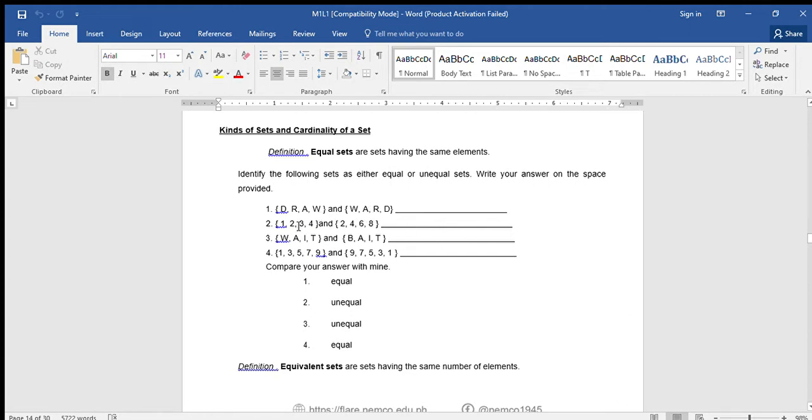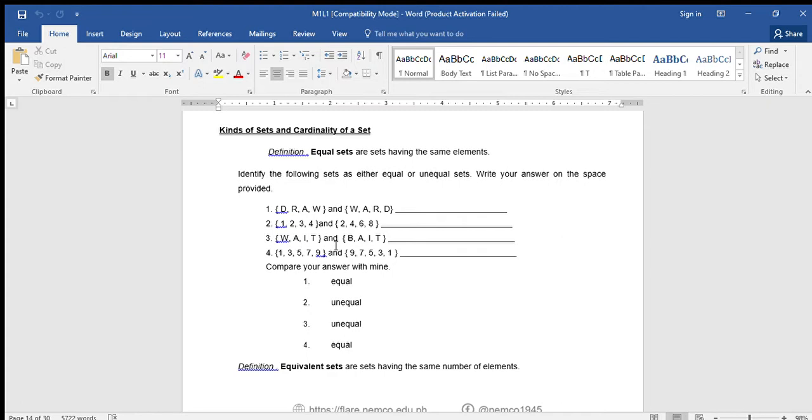Okay, so number 2, is this equal or not? No. Okay, they don't have the same elements. How about number 3? Equal or unequal? Okay, it's equal because... we sure, equal or dili? Unequal. Okay, that is unequal. Kaya nga nakaingon ta unequal because si W wala sa pikas. Okay, B ang naa sa pikas instead of W. So that is unequal sets.